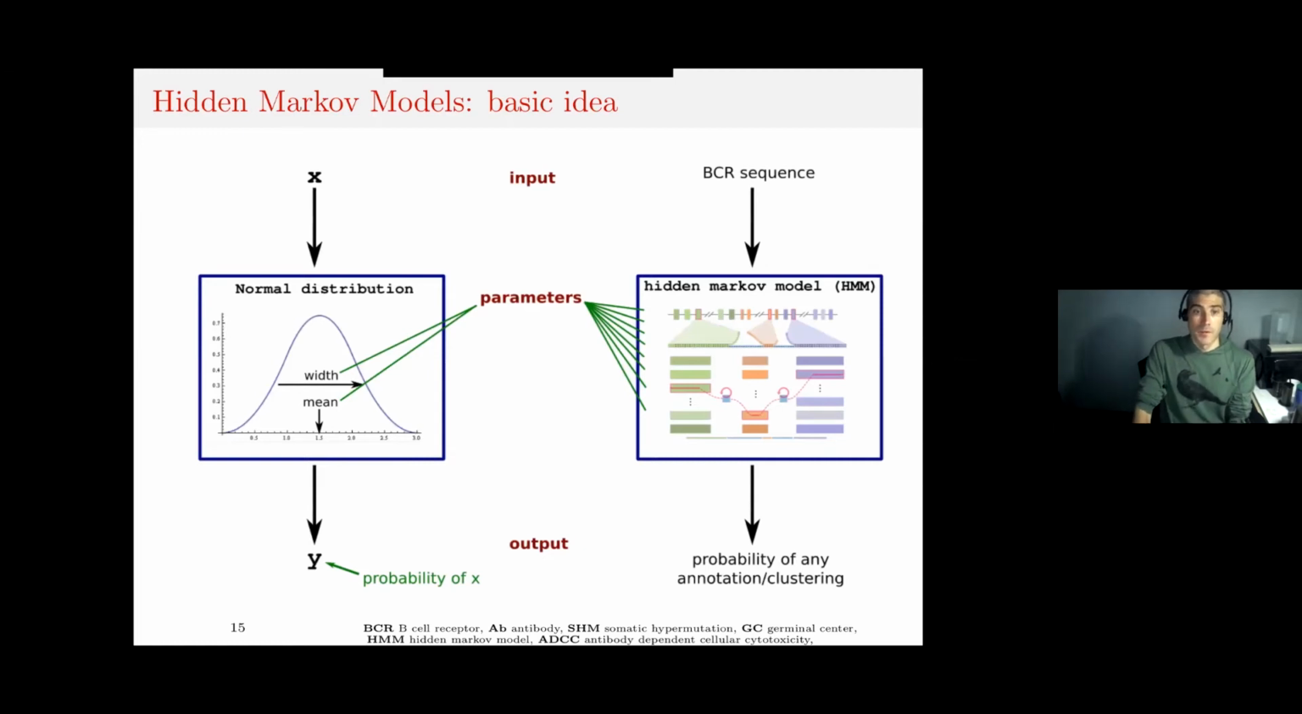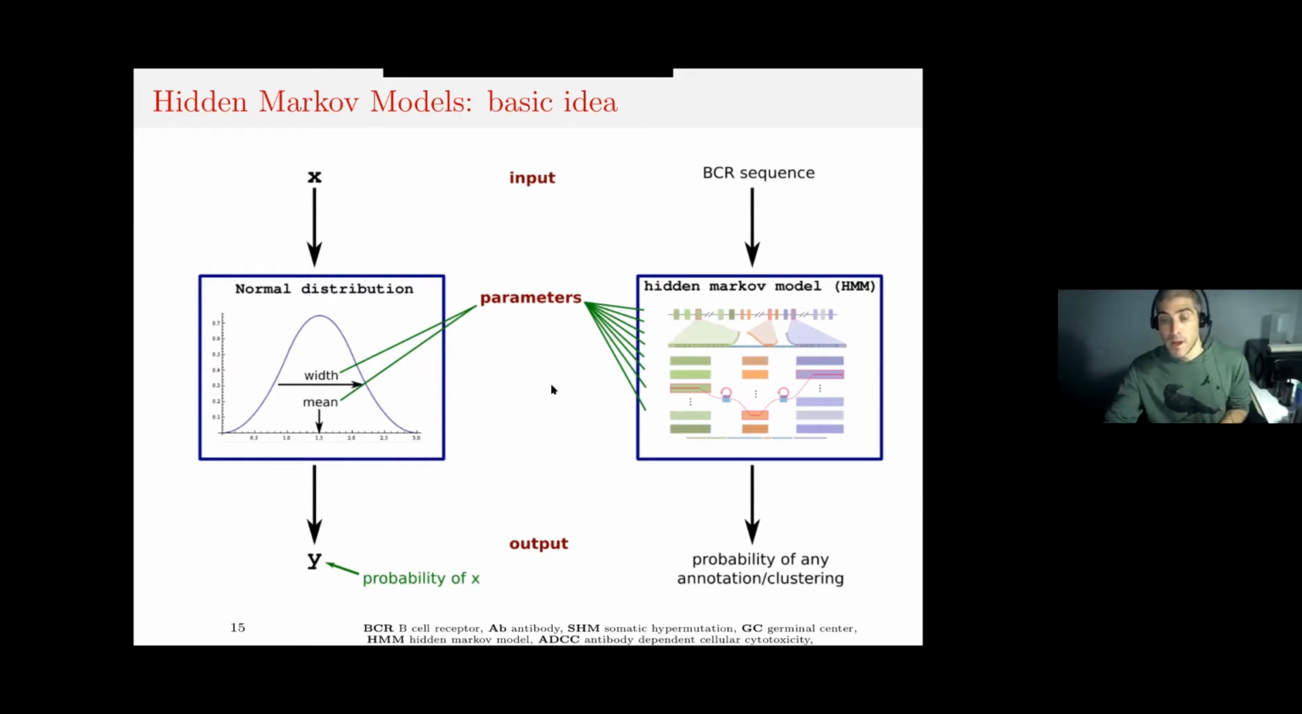One way to visualize what an HMM is doing is by analogy to a normal distribution. On the left, you can think of a normal distribution in this box as something where you put in an X value and turn the crank, and it spits out this Y value, which is more or less the probability of X, given that the normal distribution is the right model, and given that these two parameters, the mean and width, have the correct values.